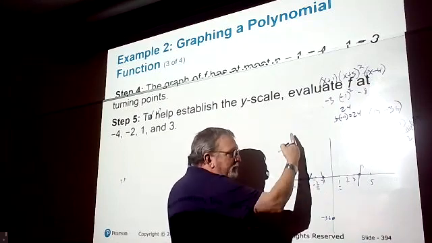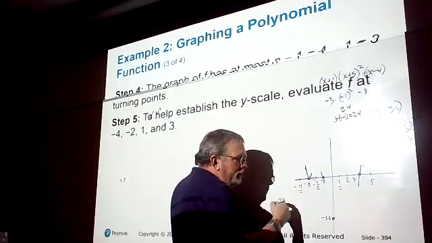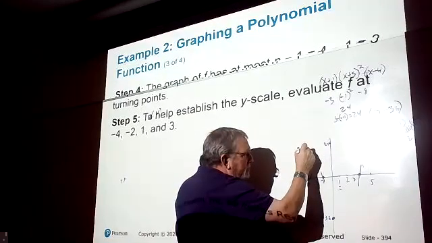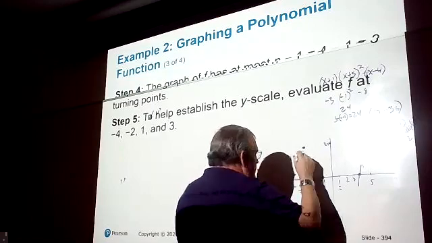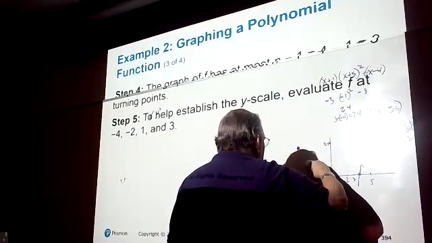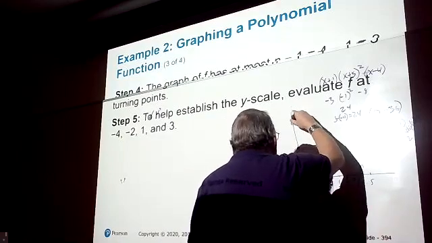Well, yeah, we knew it was going to be positive. So if that's 36, then this is about 24. So it comes up to here. Lines up better. So I know at this end, it's going to go like that.